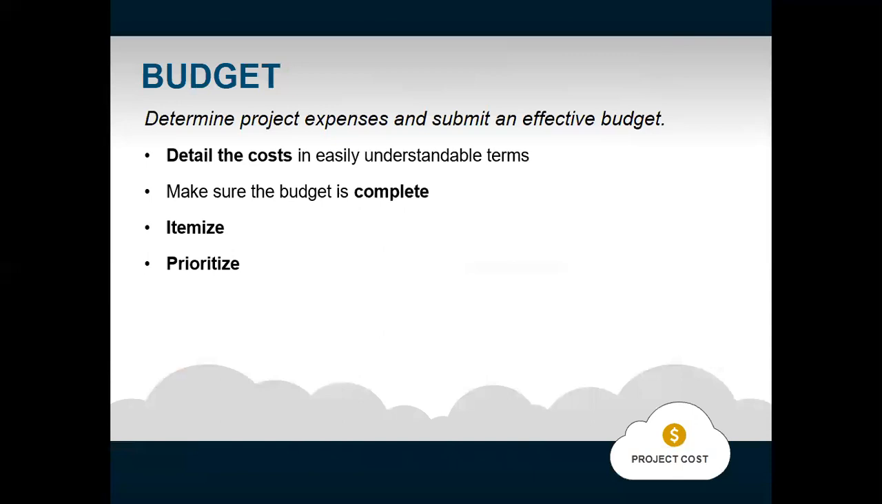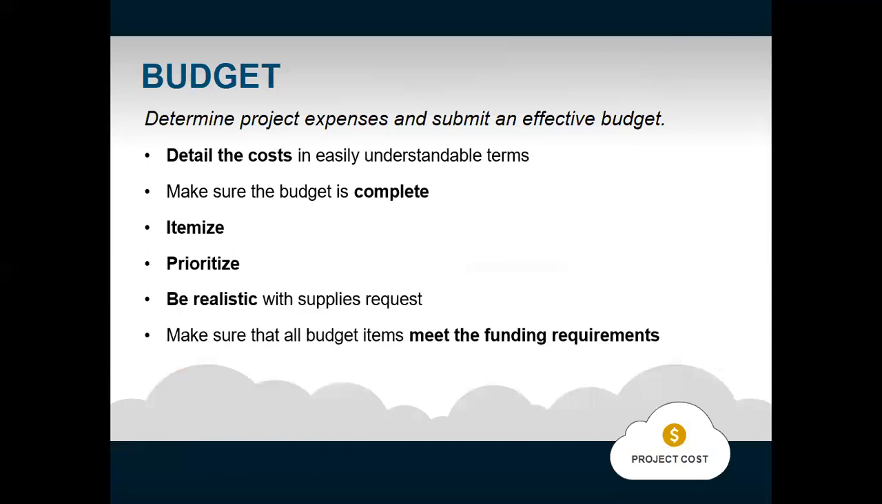And why do I mention that? We have had, on occasion, some projects that are funded partially and not funded in their entirety. And so when the committee is looking at a project that may merit partial funding but perhaps will not merit full funding, they will look at the budget and determine how much they're funding based on those priority items and how they're listed. So you want to make certain that you're listing those items that are the most important at the top. You also want to be realistic with your supplies request.